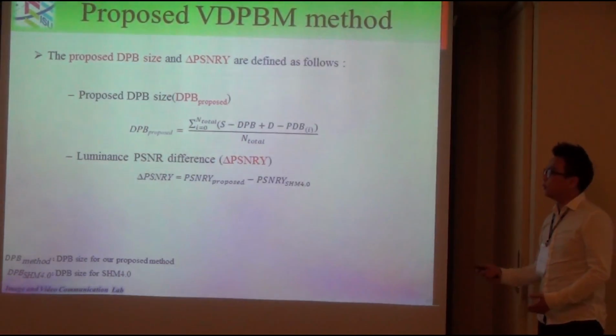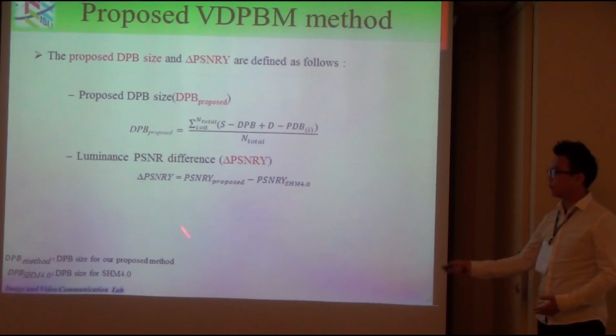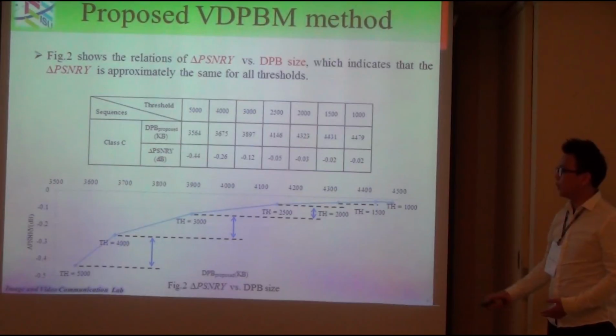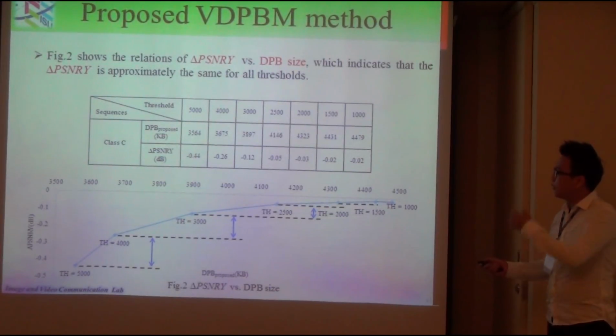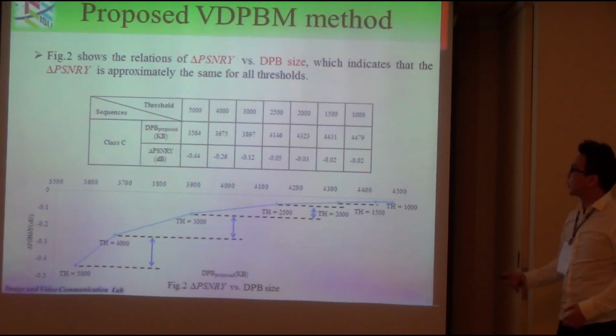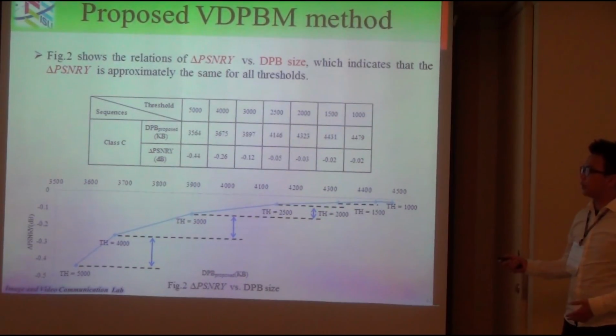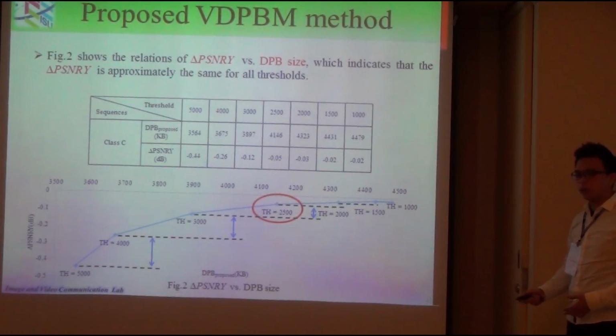The proposed DPB size and the cell appearance NR1 are defined as follows. Figure 2 shows the relations of cell appearance NR1 versus DPB size, which indicate that the cell appearance NR1 is approximately the same for all thresholds. So we chose the threshold equal to 2,500.